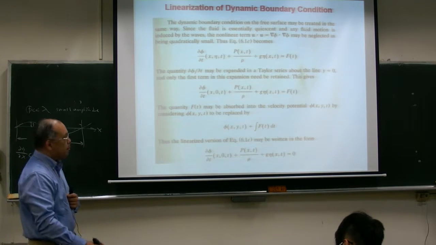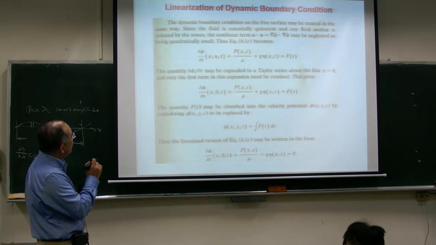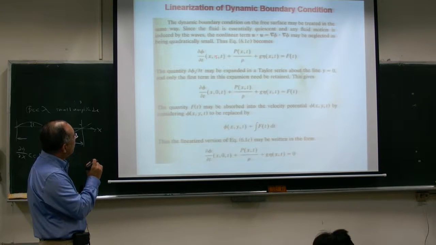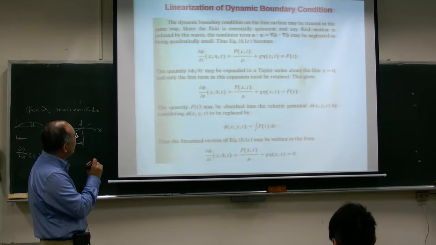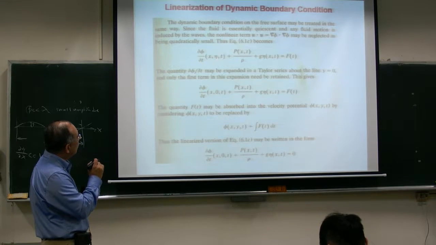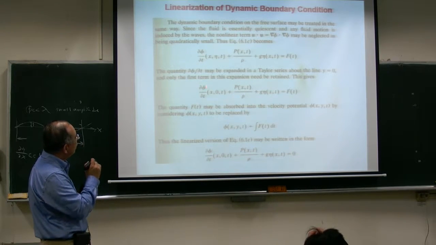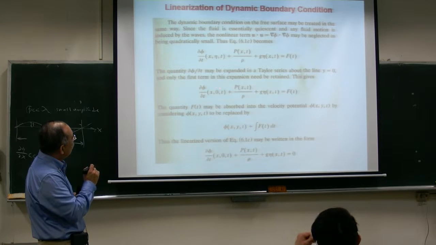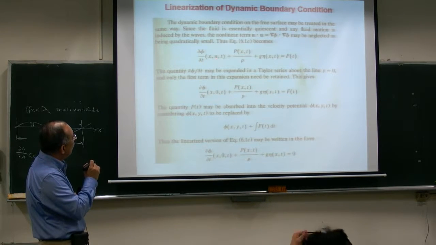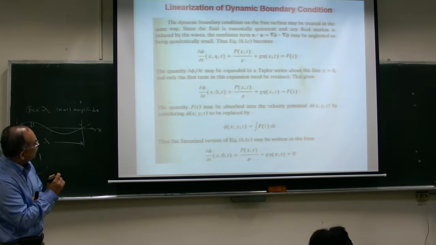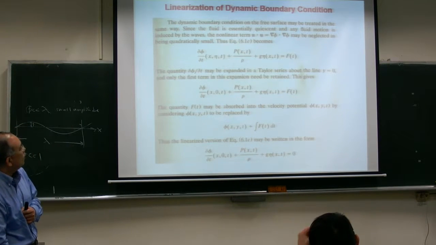And also we can expand that. Since this is evaluated at y equal to eta, we can again use the Taylor expansion. So partial phi partial t, instead of evaluating at y equal to eta, we can evaluate at y equal to 0, because when eta is very small, these two numbers are very close. So instead of evaluating at y equal to eta, we can evaluate at y equal to 0. That is another consequence of the small amplitude assumption.